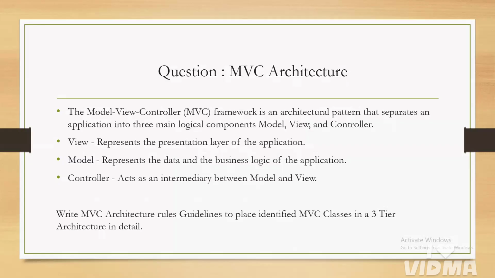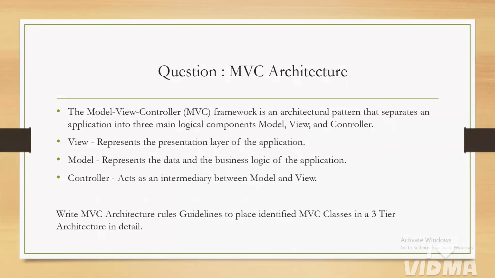So you can use these words: model, view, controller. These are the three things. It is a framework, and the view represents the presentation layer, the model represents the business logic layer, and the controller acts as an intermediary between the model and view. In the three-tier architecture, we have the presentation layer, the business logic layer or application layer, and the third one is the data layer. But here, in the model itself, we will be representing the data and the business logic of that application.